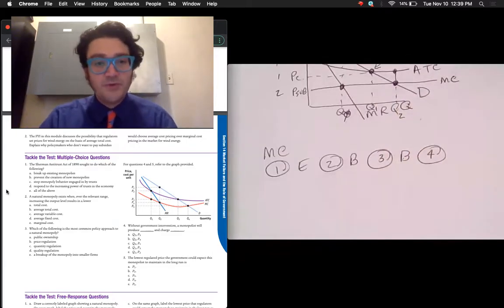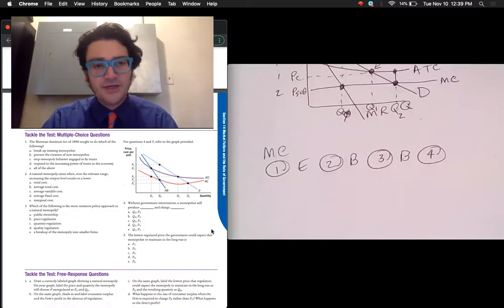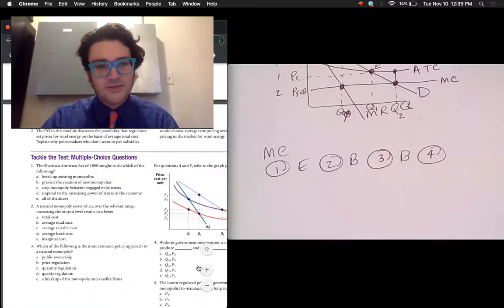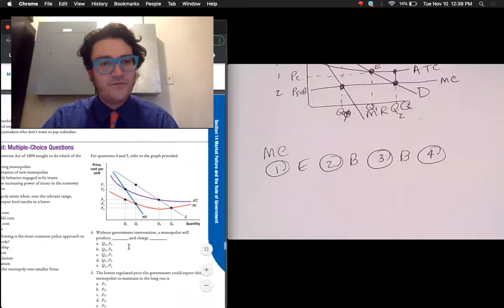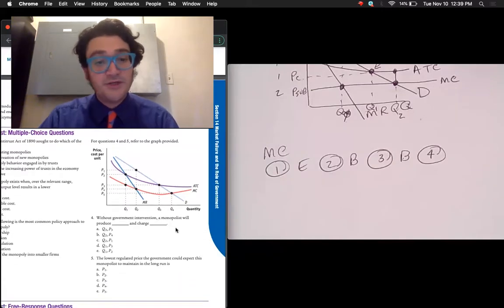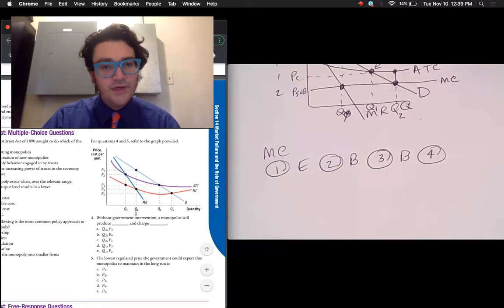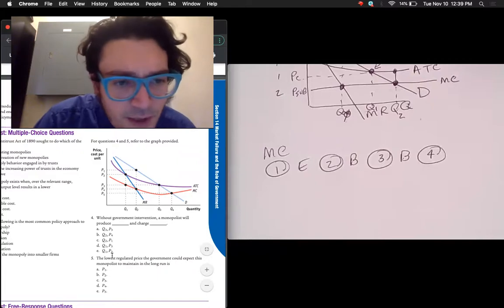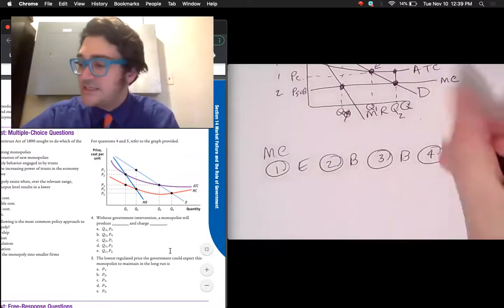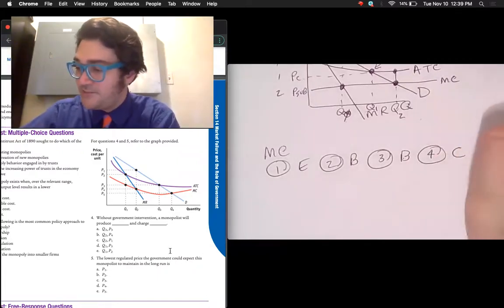Number 4 and 5 both go with this graph. So we'll take a look here. It's a little bit hard to see, so I'm going to zoom in just a bit. It says, without government intervention, the monopolist will produce how much and charge what? So we look and we see MC intercepts with MR here at Q2, and we go up to the demand curve to find the price, and that's P1. So Q2, P1, and oh my goodness, I'm getting old. I think that's C. Q2, P1 is C.